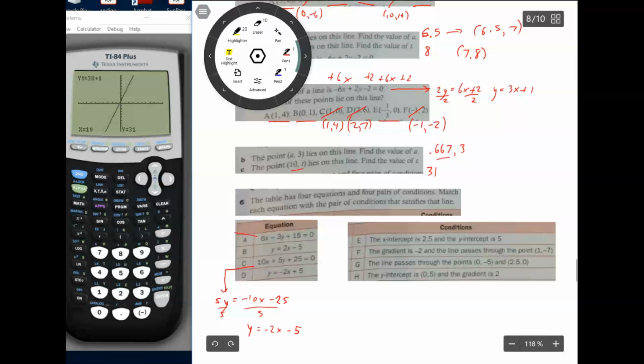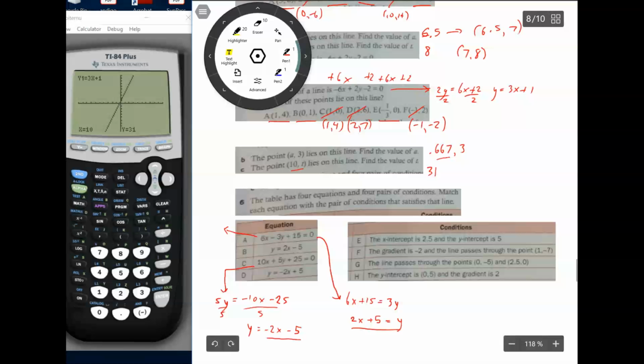Okay, what about this one here? Let's put this one into slope-intercept form. So we add 3y to both sides, so we get 6x plus 15 equals 3y. And then we divide both sides by 3, we get 2x plus 5, because 6 divided by 3 is 2. 15 divided by 3 is 5. And then 3y divided by 3 is y. So we have 2x plus 5 for A. We have negative 2x minus 5 for C.